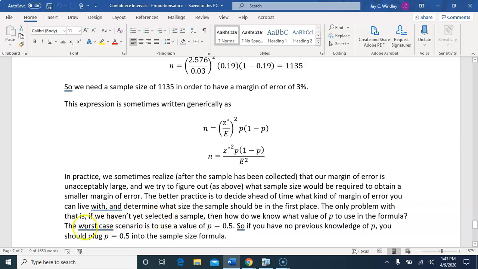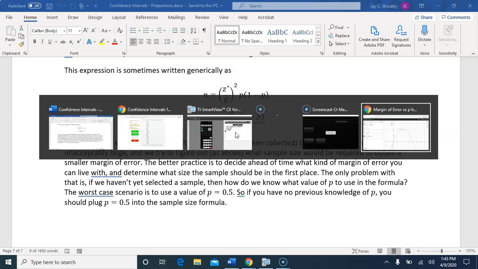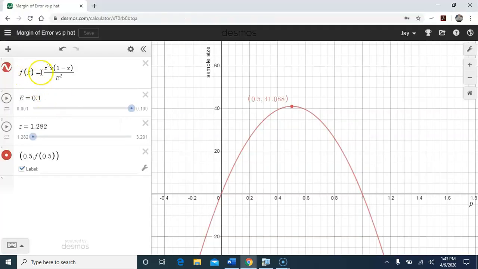It turns out that the worst case scenario is to use a value of p of 0.5. So if you have no previous knowledge of what p is, you should plug p equals 0.5 into the sample size formula. Let me show you an illustration of that. So remember, this is the formula for sample size, n equals this. I have that exact expression in Desmos, except instead of n equals this, I have f of x equals this. Instead of p and 1 minus p, I have x and 1 minus x, so it's a function of x.